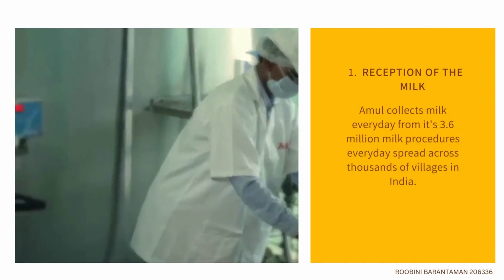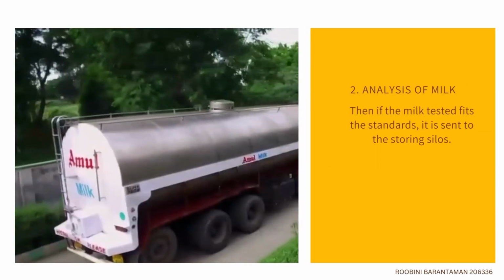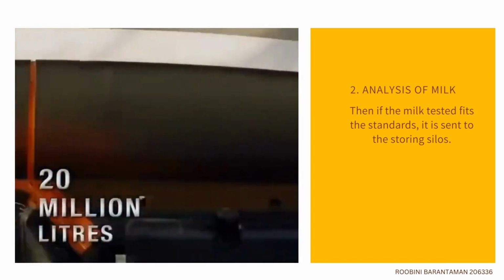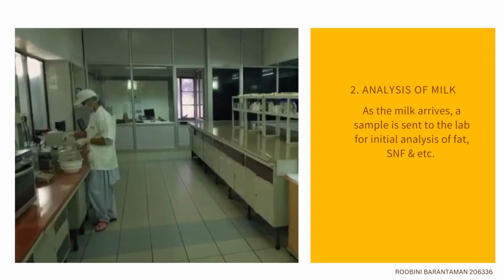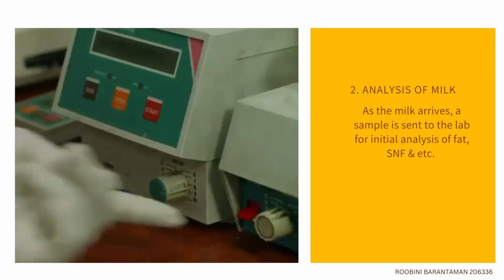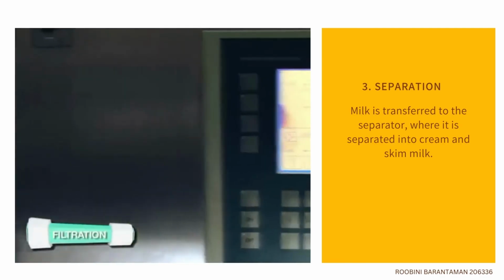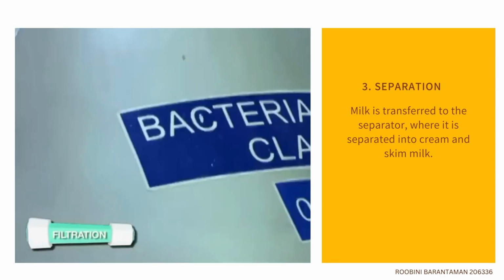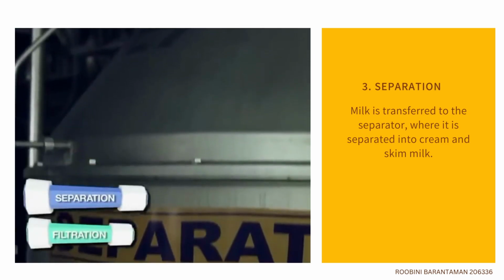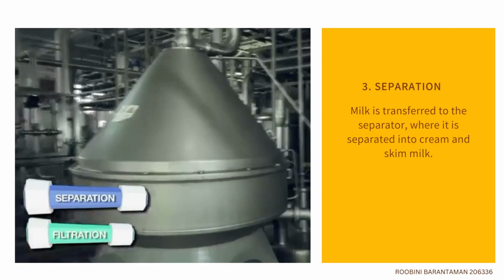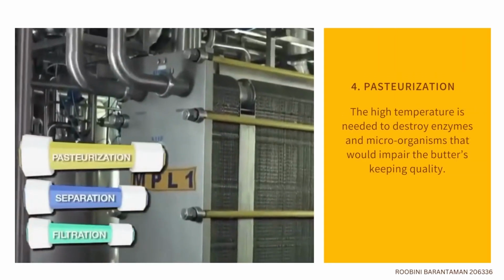Most of the village society milk producers are ISO certified too. Every day, more than 20 million liters of milk is collected in tankers and stored in silos. As the milk arrives, a sample is sent to the lab for initial analysis of fat, SNF, and so on. Once analysis is done, milk goes to the chiller, which is an automatic bacteria clarifier, followed by filtration, and then the separation process. In the separation process, milk is separated into cream and skim milk, where the separator removes the cream from the milk.